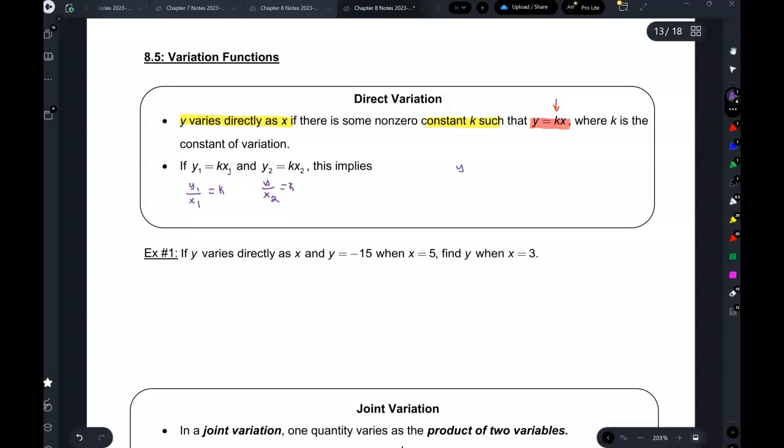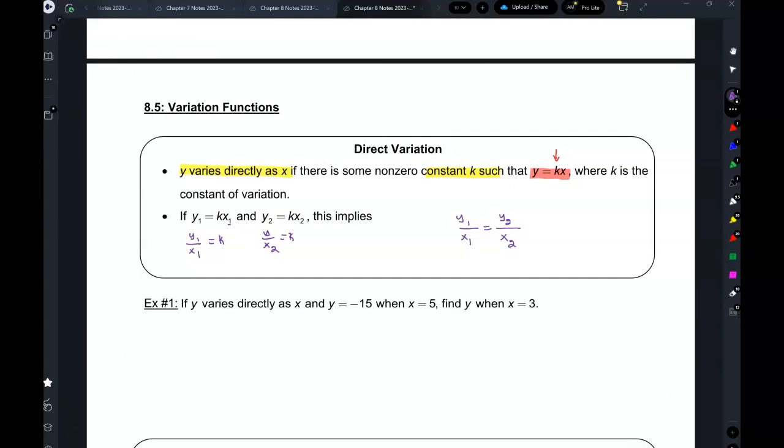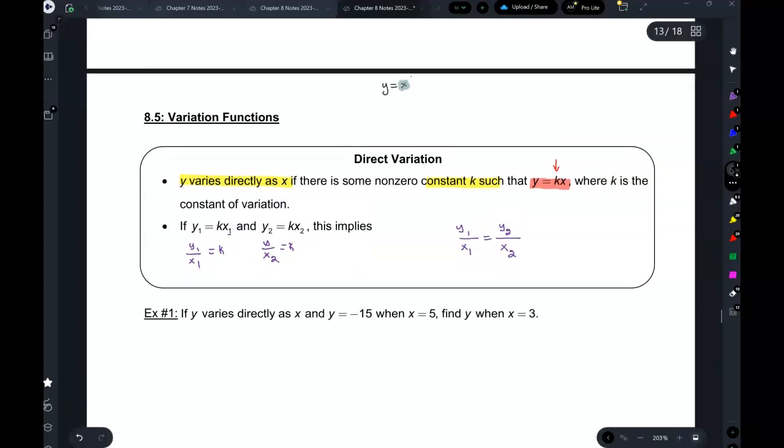So if y1 over x1 is equal to k, and if y2 over x2 is equal to k, then I can also say y1 over x1 is y2 over x2. Okay? All right. Let's take a look at a function and explore this a little bit more. Suppose I have y equals 4x.